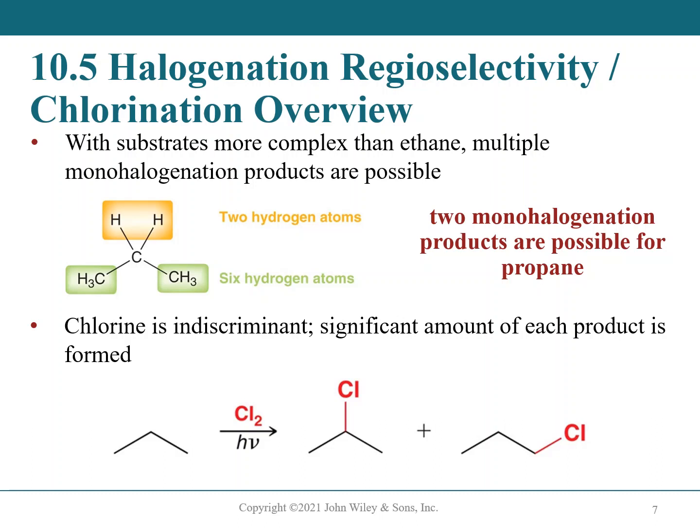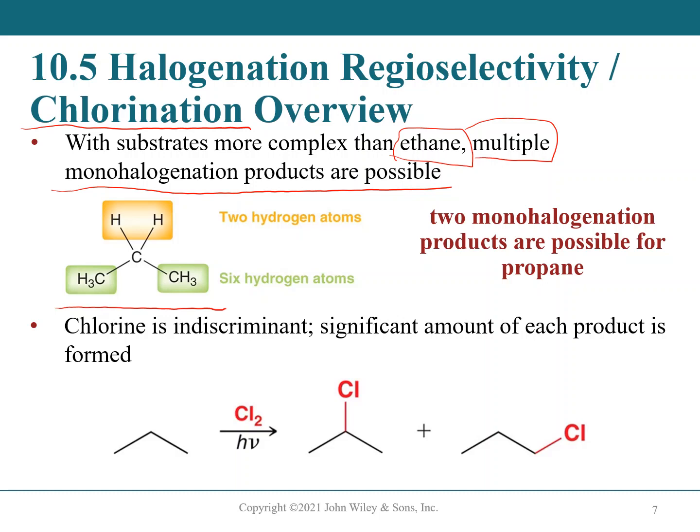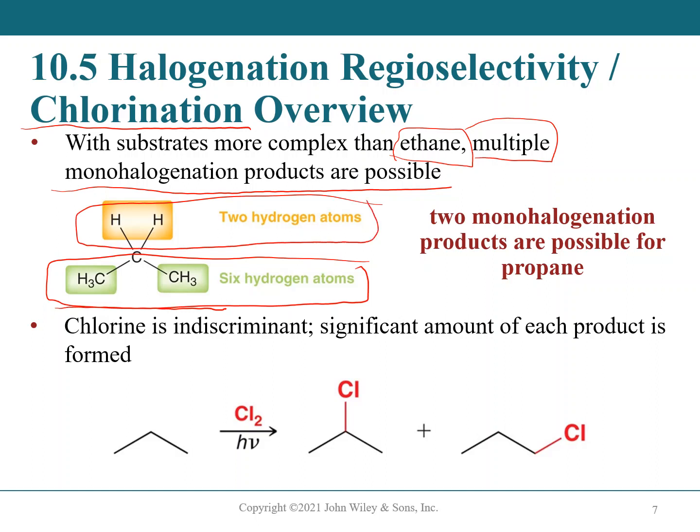So to understand the selectivity that's observed in these reactions, let's take a closer look at the chlorination reaction. If we have something more complex than ethane, then we have multiple monohalogenation products that are possible. Here we're looking at propane. We have 6 hydrogen atoms on the primary carbons, whereas we have 2 hydrogen atoms found on a secondary carbon. So there are 2 possible monohalogenation products, where we can abstract from either the secondary or the primary hydrogens.